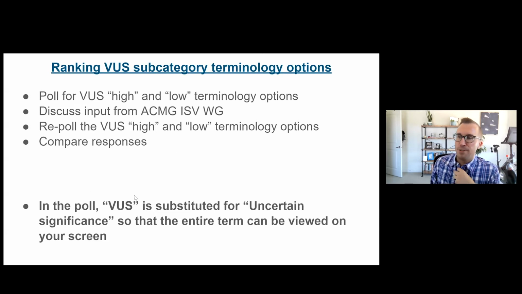And one thing I wanted to call out: when you open the poll for this ranking, I used the term VUS instead of uncertain significance because some of the text descriptions were getting long, and if you're on your phone, you wouldn't be able to see the entire language. So this is just for the ease of being able to see it all on your screen. We would actually say uncertain significance, not VUS, in the official terminology.